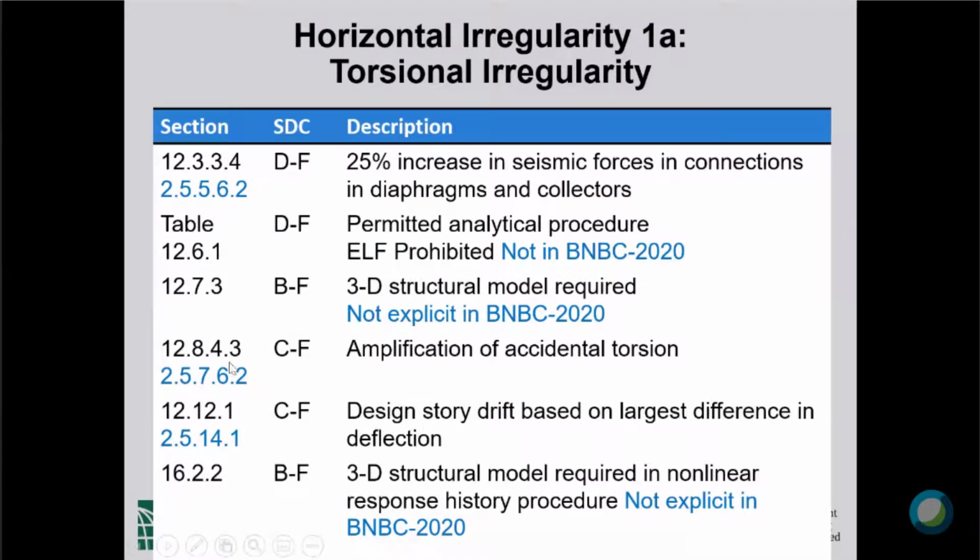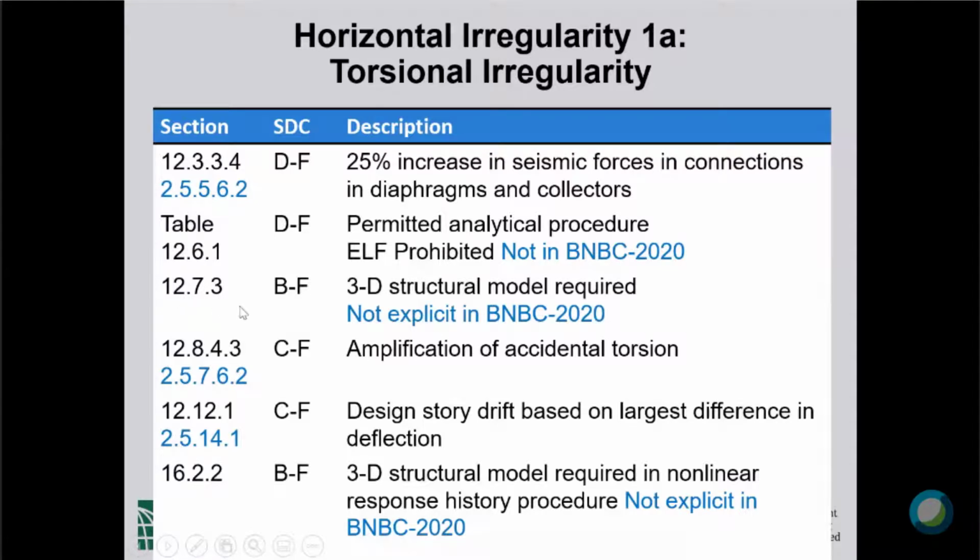Going back and forth is somehow not that simple. If you go to that table, you will see that according to ASCE 7-05, equivalent lateral force is prohibited. However, it is not prohibited in BNBC. BNBC will have you do dynamic analysis whenever you have a vertical irregularity, but horizontal irregularity does not keep you from doing the equivalent lateral force procedure. So this is different between the two documents.